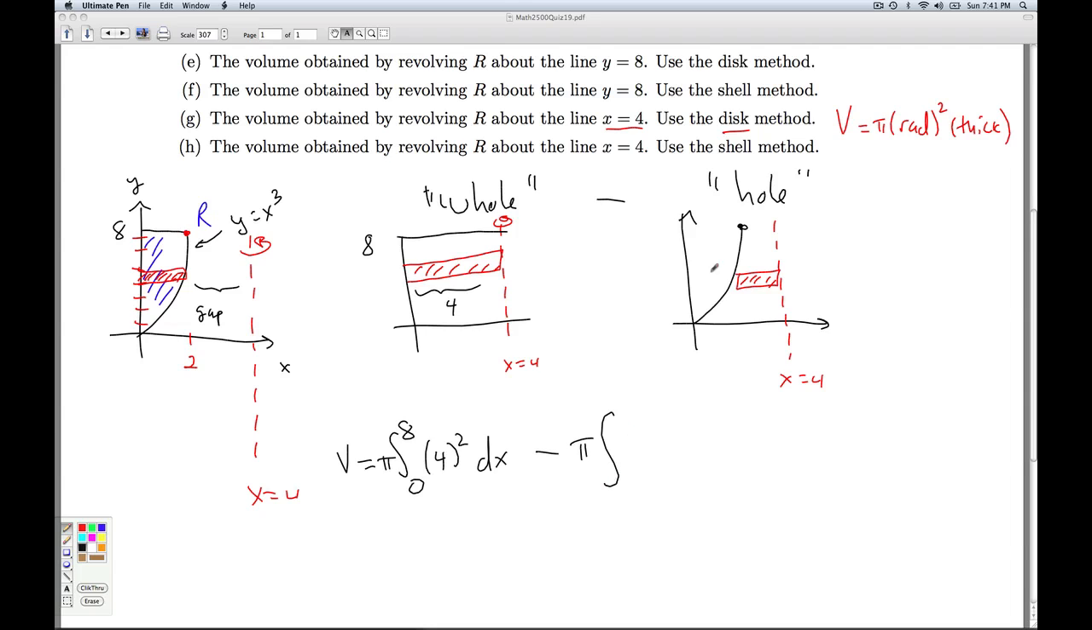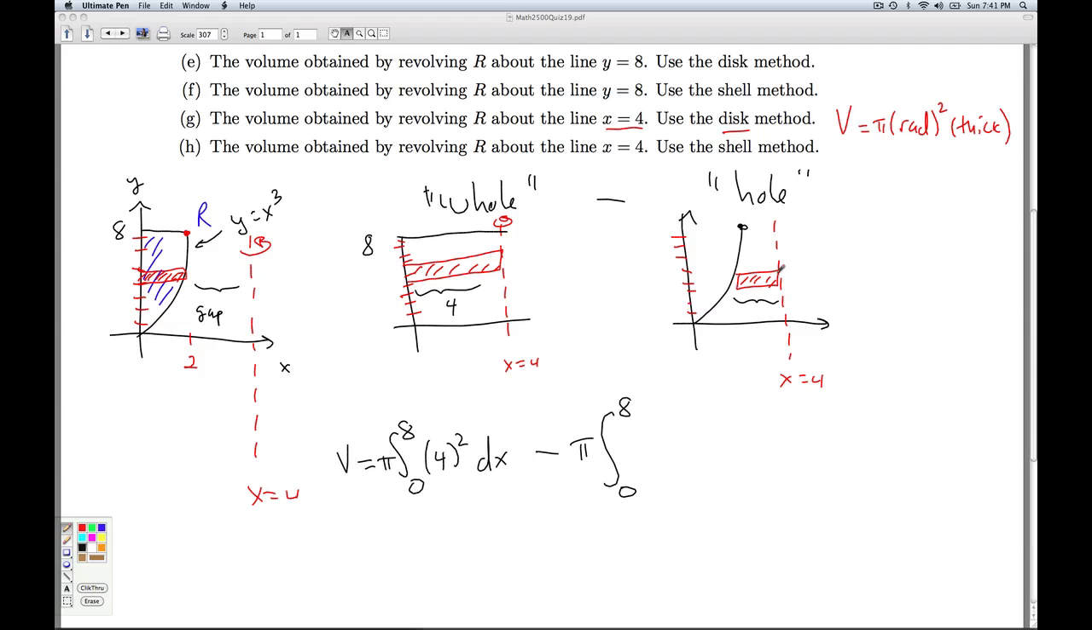minus pi times, oops, I should do this. Remind us we're chopping up the y-axis here in both of these guys. Going from 0 to 8 once again. And now I need to know the radius of this disk. So the radius of this disk is going to be that much. And how much is that much?